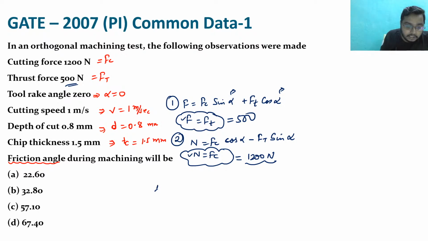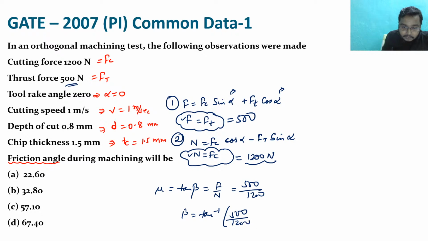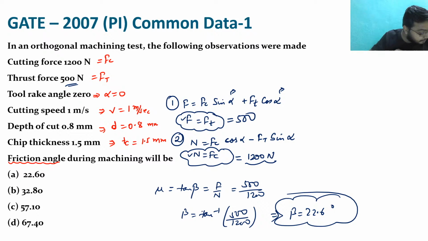So what is the friction angle? Mu is equal to tan beta, which is equal to F by N, which is 500 by 1200. So beta would be tan inverse of 500 by 1200, and this is going to be 22.6 degree. Clear?